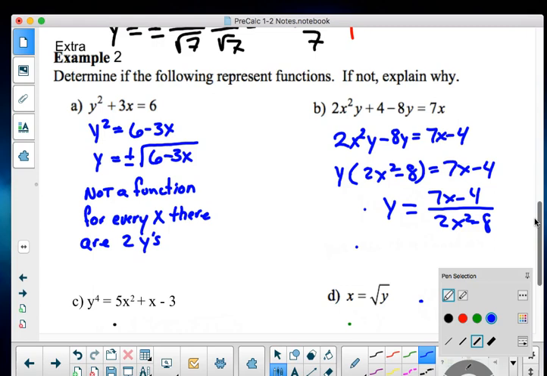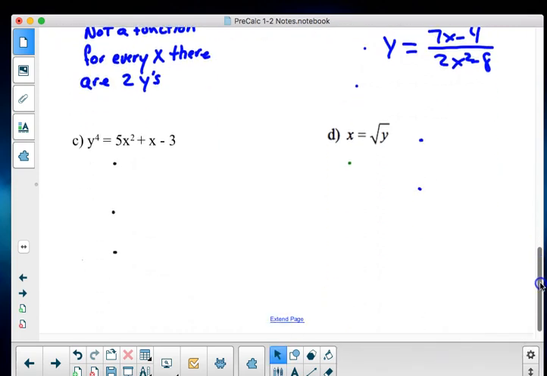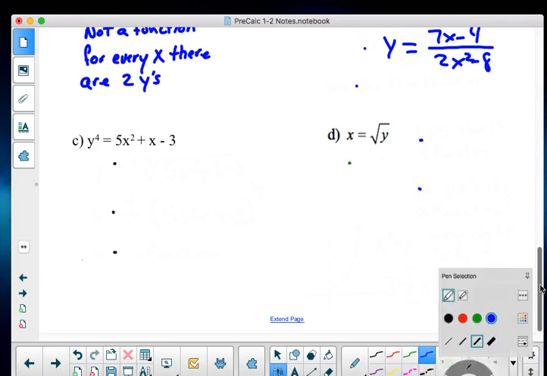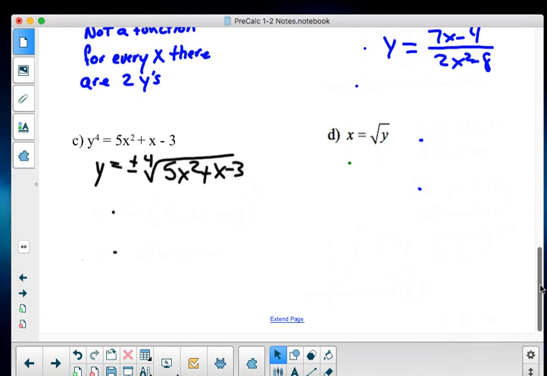We okay with that? Okay? When I come across things in C, I got y to the 4th power. I can do this with the 4th root. I think I already got this on set. So I can take the 4th root, got my index, plus or minus.